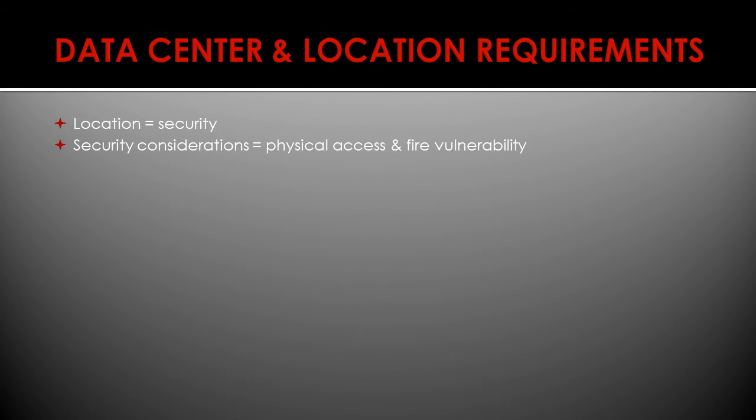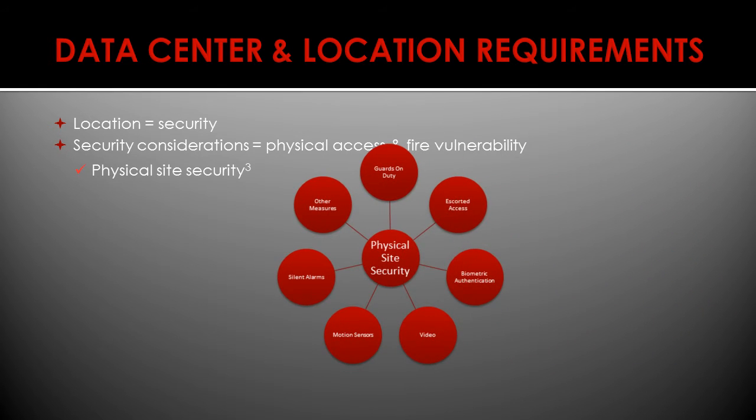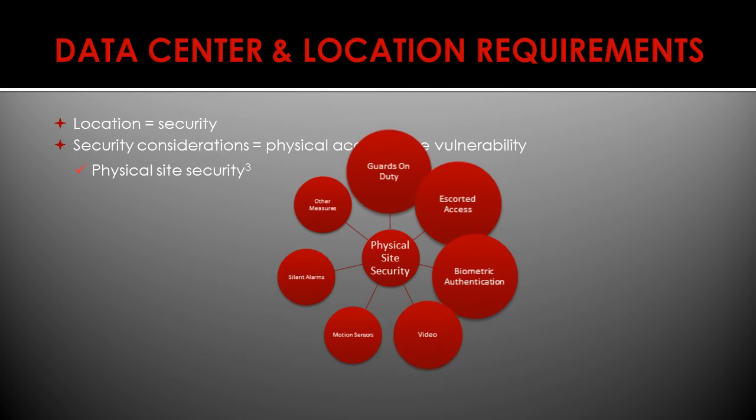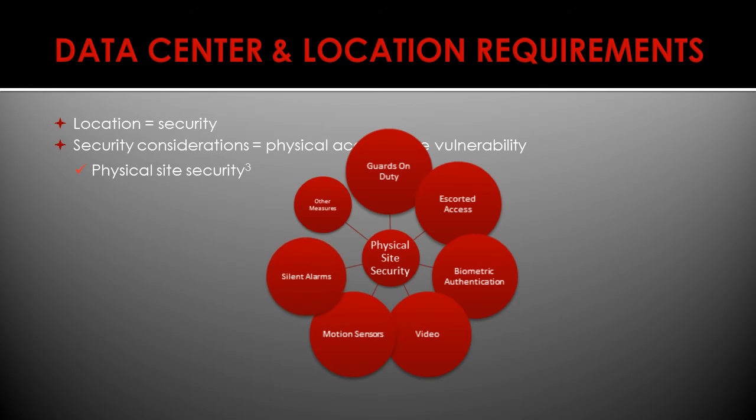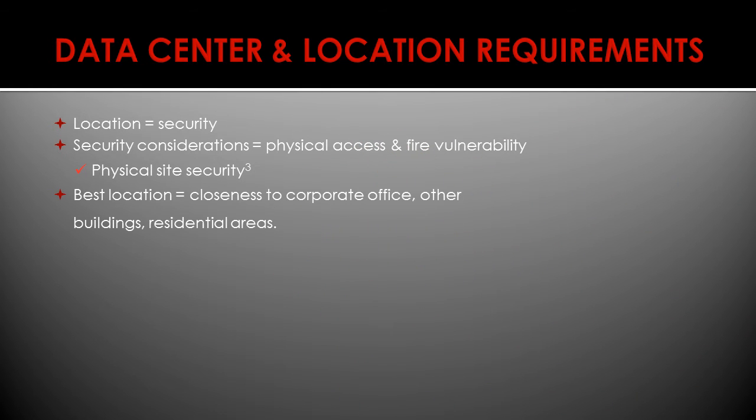In addition to fire vulnerability, security considerations for new data centers include physical access. Physical access or site security can encompass biometric authentication, escorted access, guards on duty, video, motion sensors, silent alarms, and other measures. The best location for data centers can equal close proximity to a corporate office, the proximity to other buildings in terms of possible fire hazards, and proximity to residential areas.